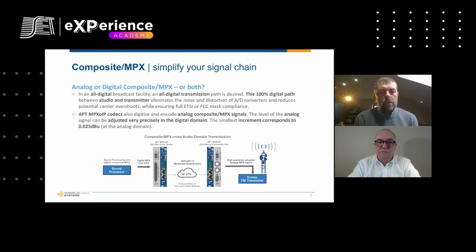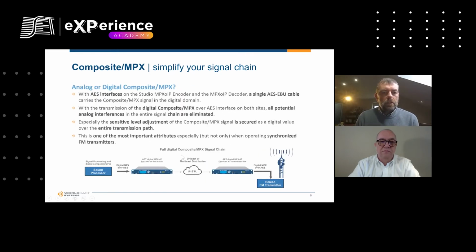It's preferable to have digital, but in a lot of territories of the world, we still have FM transmitters that don't have the AES192, the digital composite IO. So we are able to do digital composite at the studio side and have an analog composite or MPX output at the transmitter side. So you can still feed those legacy FM transmitters that don't have the AES192, the newer composite MPX input. So we can have a hybrid with the codec solution of APT WorldCast.